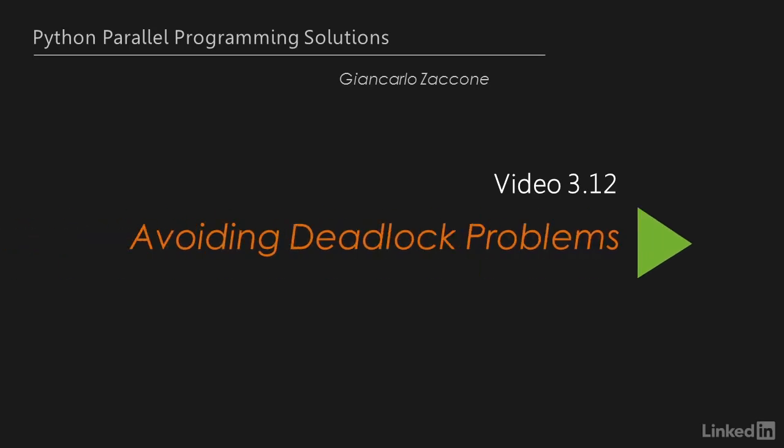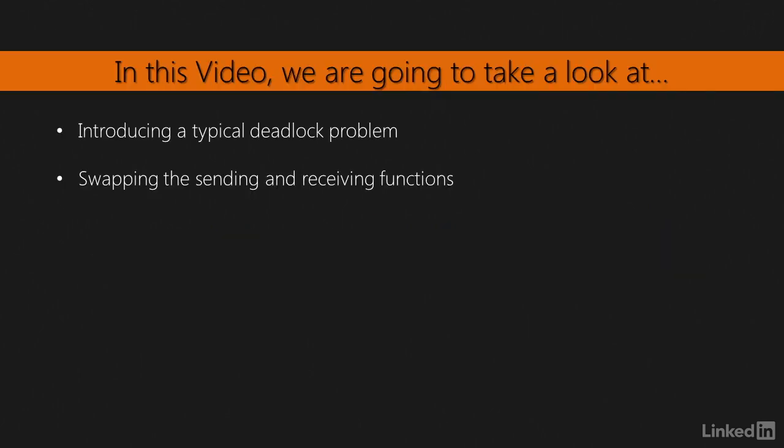In the previous video, we carried out point-to-point communication. This is the 12th video, Avoiding Deadlock Problems. In this video, we'll first introduce a typical deadlock problem, and then run a solution that allows us to avoid deadlocks by swapping the sending and receiving functions so as to make them asymmetrical.